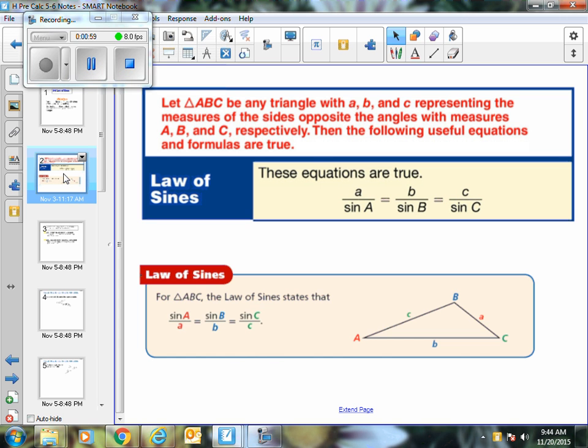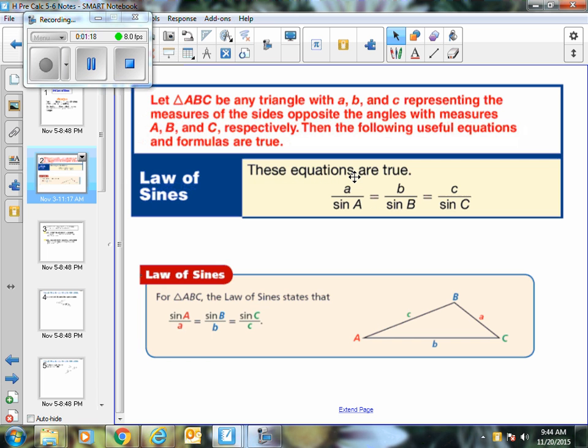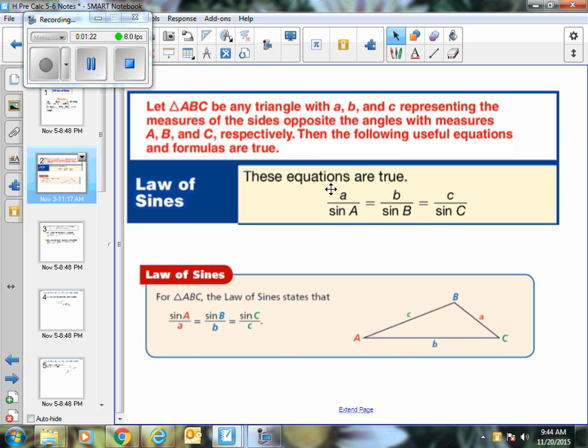So when you look at the proportions, the difference between the top one and the bottom one is just, are you going to put the side over the sine of the angle, or in a proportion you could flip it over and put the sine of the angle over the side. So it's really just personal preference. The way I learned it way back in the day when the dinosaurs were roaming the earth was with the a over sine of A.